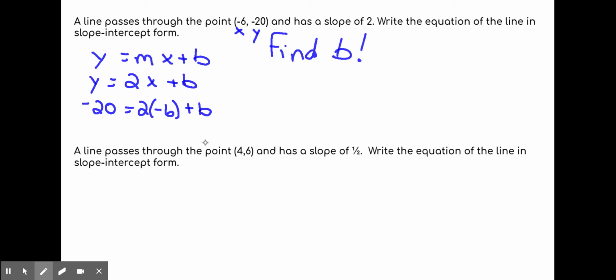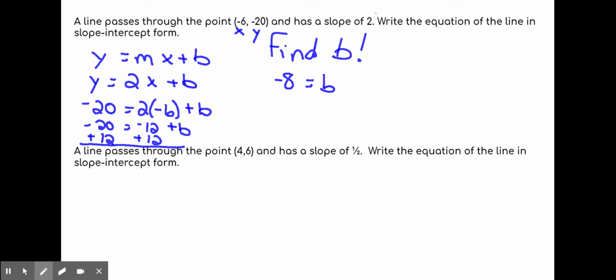We're missing the y-intercept. Well, this is going to be a very simple equation to solve, right? So -20 equals 2 times -6, which is -12, plus b. So I'm trying to isolate b, so I'm going to add 12 to both sides. I have run out of room, so I'm going to come over here. So -12 plus 12 goes away, and -20 plus 12 is -8.